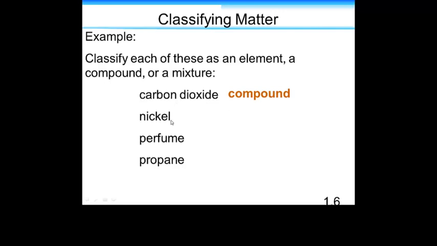Assuming you have a sample of pure nickel, not like a nickel coin, but pure nickel, that, if you look on the periodic table, is in fact an element. So once you have a pure element, that cannot be broken down any further, and so its identity.